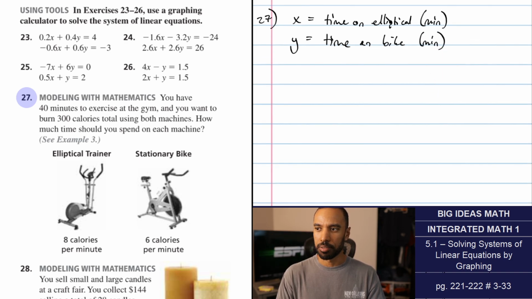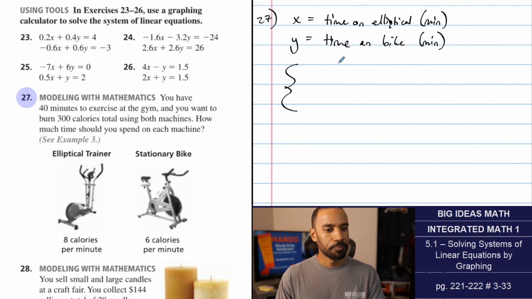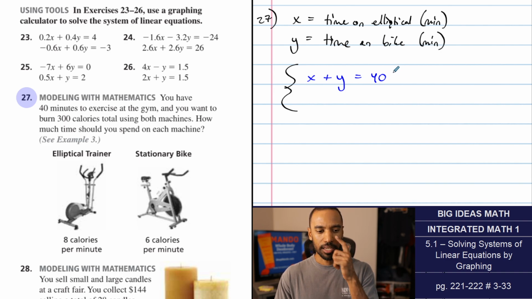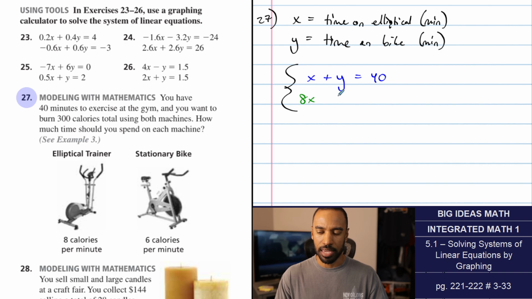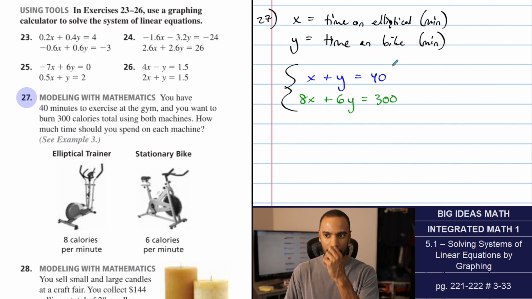Okay, the first equation in my system will be x plus y equals 40. We have 40 minutes total. Time on elliptical plus time on bike equals 40 minutes of time. The next one is the 8 calories per minute that you burn times the number of minutes that you're on it. So 8 calories per minute for elliptical and 6 calories per minute on the bike. Oh, I should be using the elliptical more. Equals 300 calories burned total. That's your system. All right, that's your system.